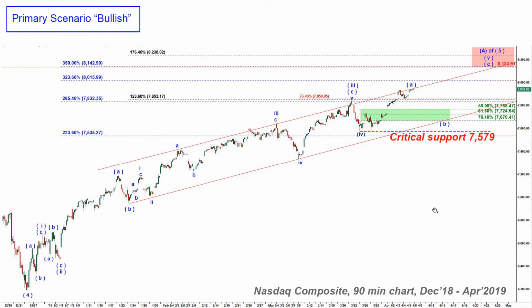Now let's look at Nasdaq and Twix in order to find additional arguments in favor of either a bullish or bearish count. If we are looking at the Nasdaq composite chart, 90-minute chart for the same period from December 2018 until April 2019, we could see ABC of 1, ABC of 2, A of 3, B of 3, and here again we have some ambiguity because we know that wave C of 3 has to be subdivided into 5 waves.